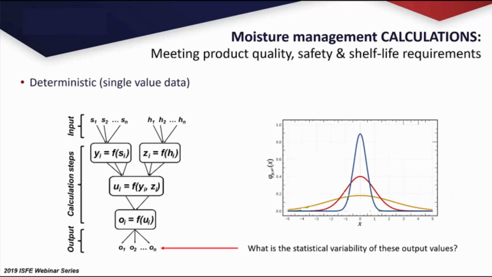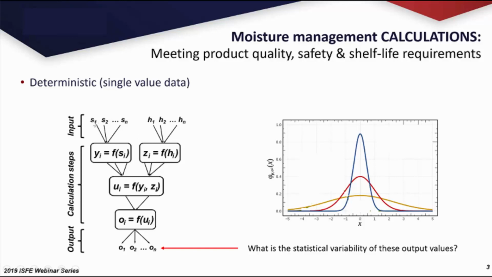So let's talk about these moisture management calculations. Typically, what we've done is follow a deterministic approach in our calculations. Let's say we want to calculate some output data, whether shelf life, microbial load, or the permeability of the packaging material, whatever property we need to estimate for the process or for the product. We're going to go through a series of calculations. For all these calculations, we're going to have some input data.